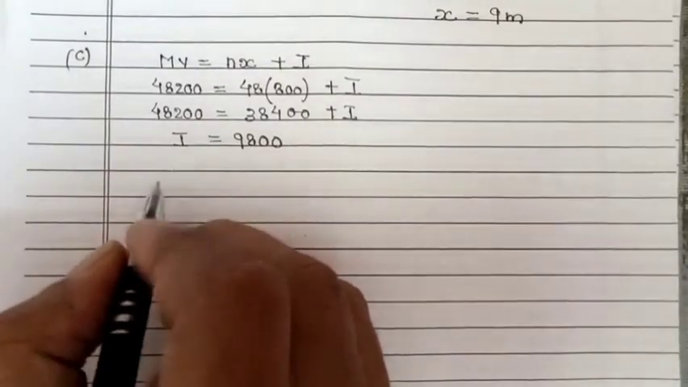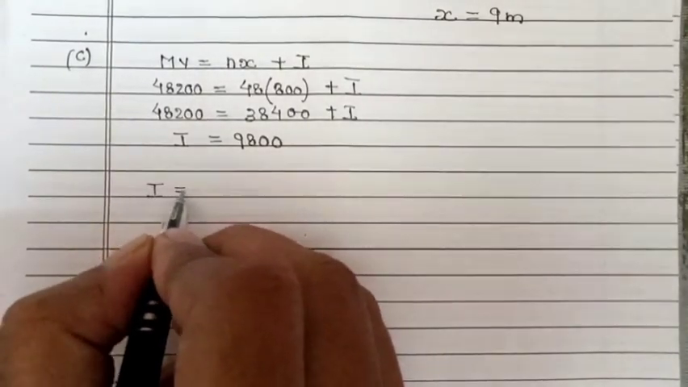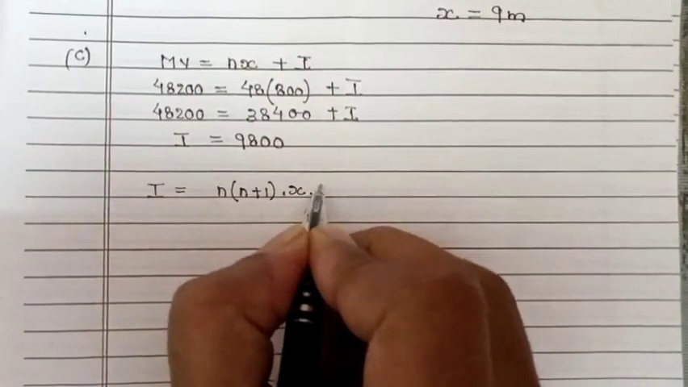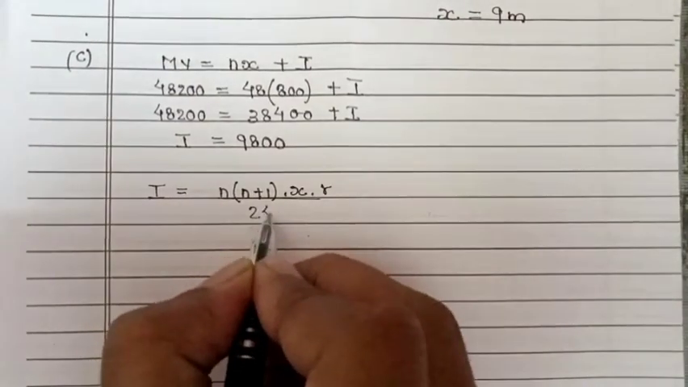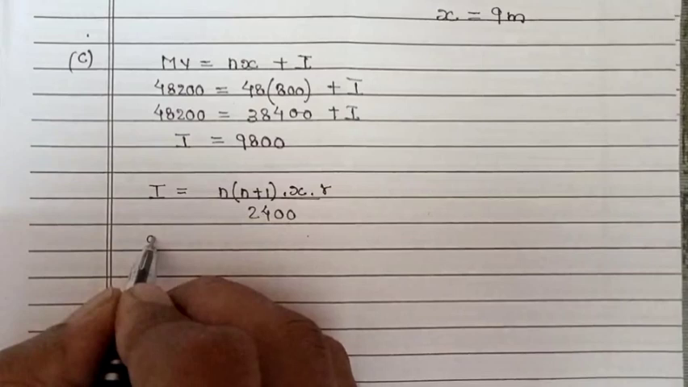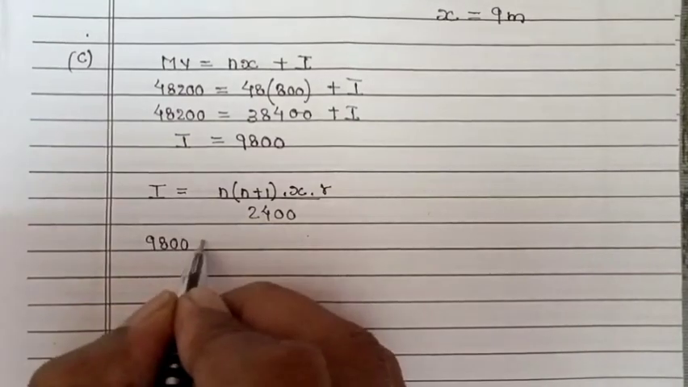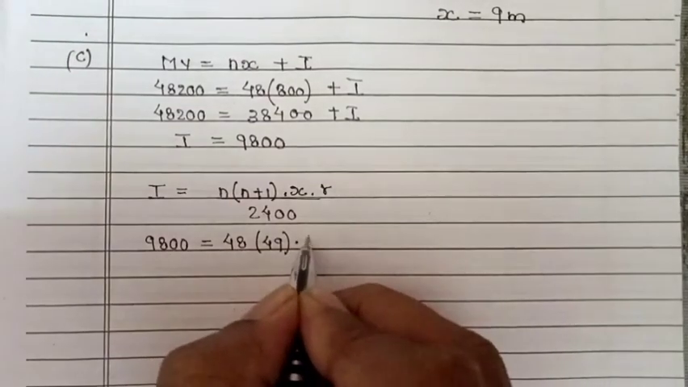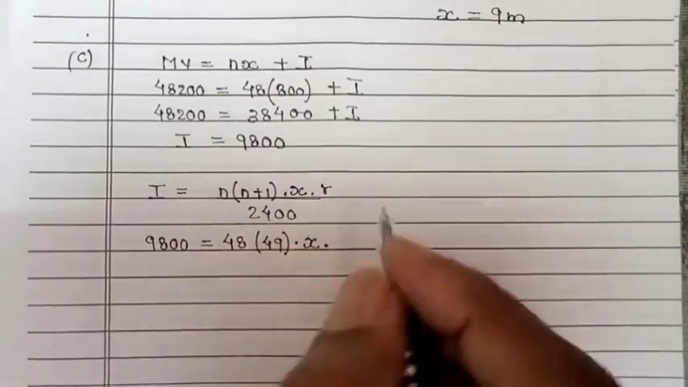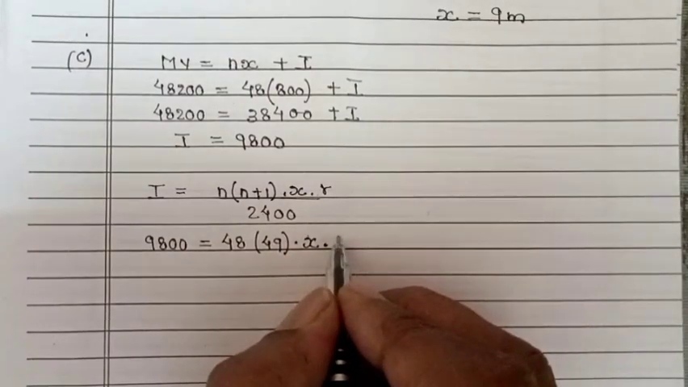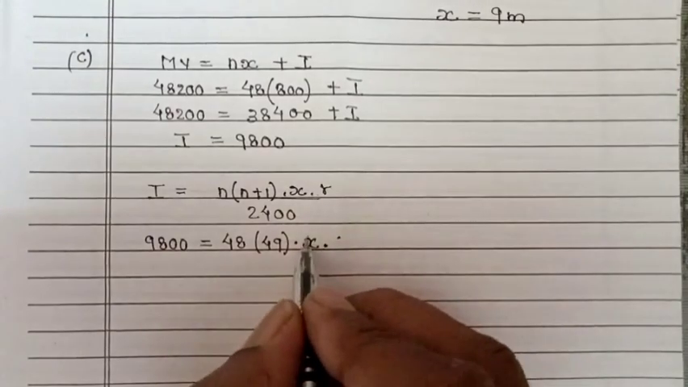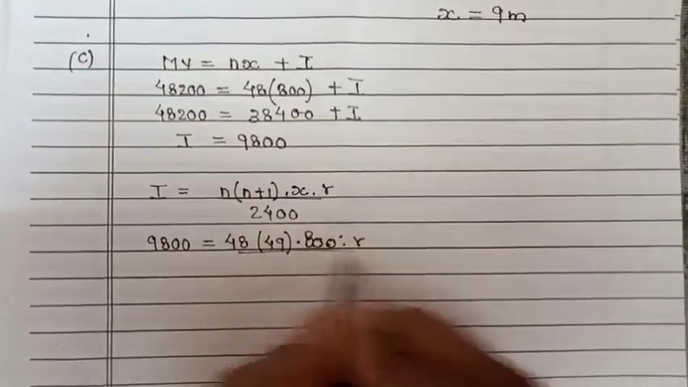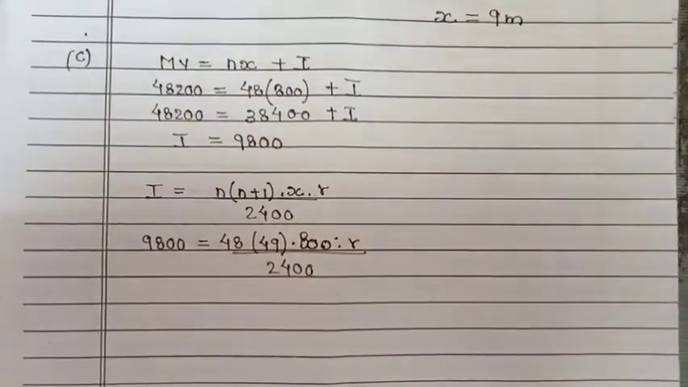Now we will use the formula for interest. Interest is equal to n into n plus 1 into x into r upon 2400. Interest is 9800. N is 48 into 49. X is given, 800. R we have to find, upon 2400.